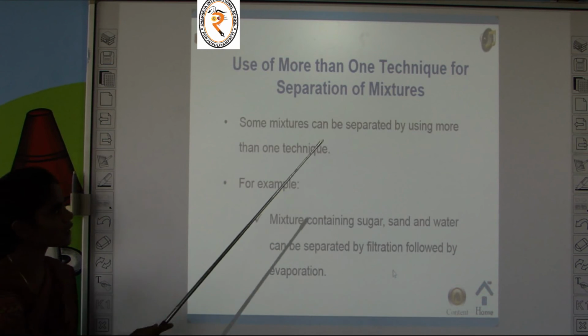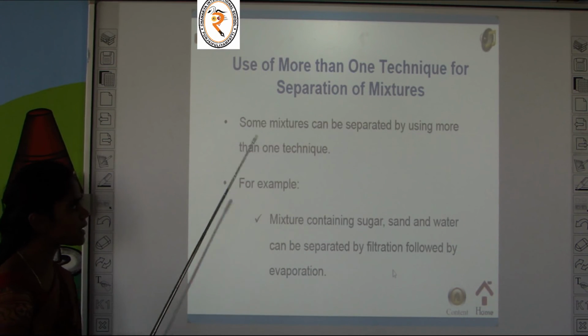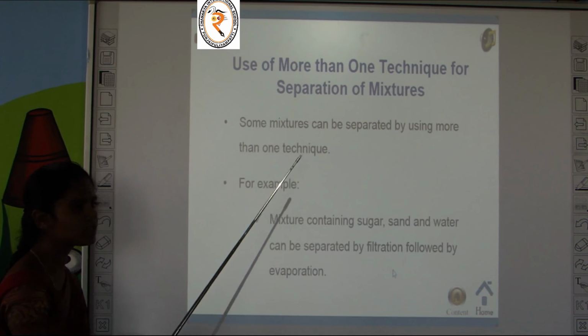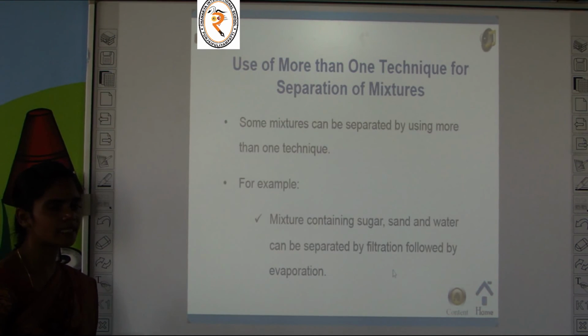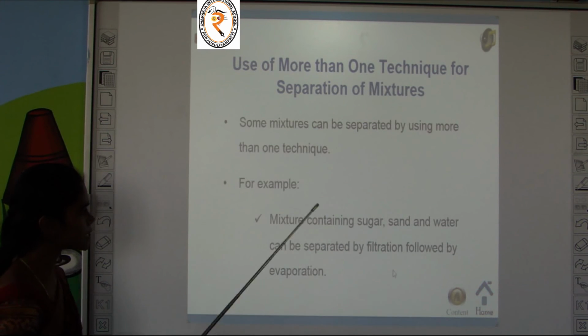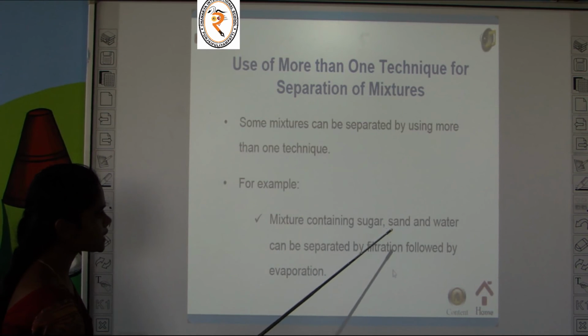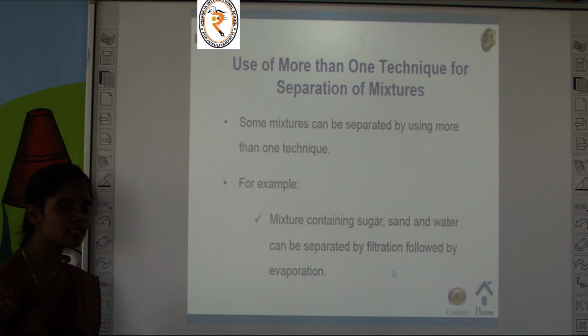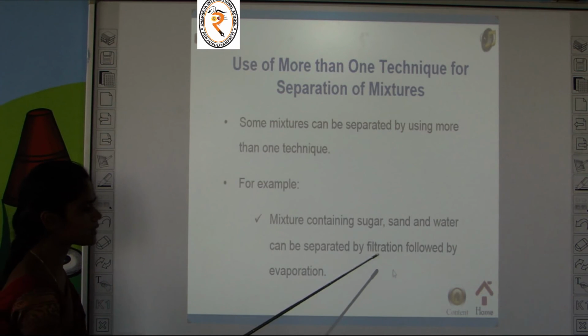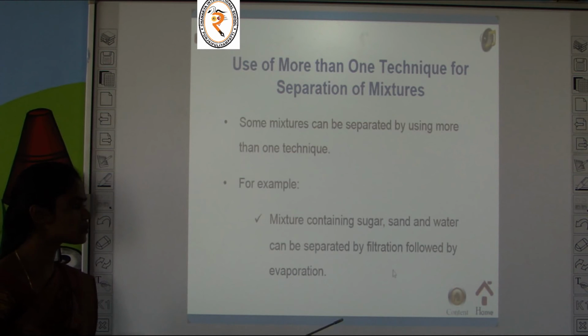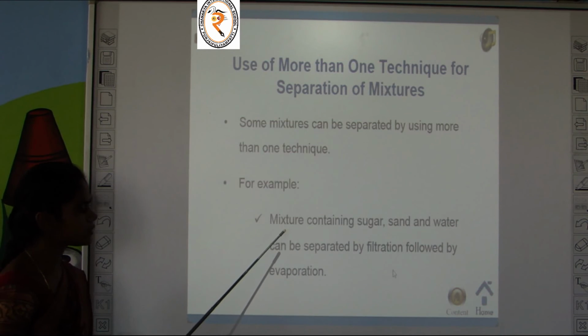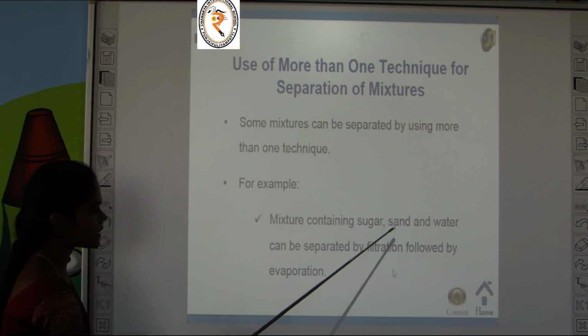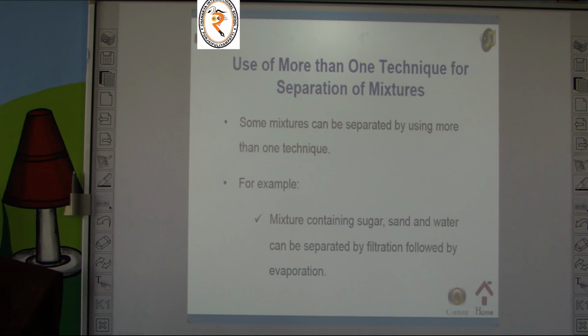Use of more than one technique for separation of mixtures. Some mixtures can be separated by using more than one technique. We can see some techniques, some methods to separate the mixtures. Other than these methods, we can use other methods to separate the mixtures. For example, a mixture containing sugar, sand and water can be separated by filtration followed by evaporation. So here we can use both methods, filtration and evaporation, to separate the mixture containing sugar, sand and water. Okay. The next one.